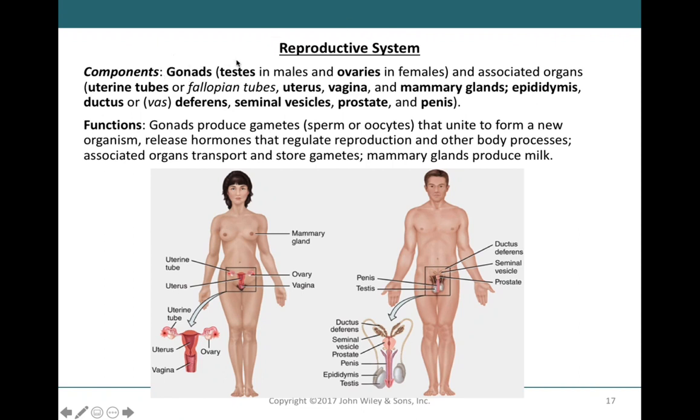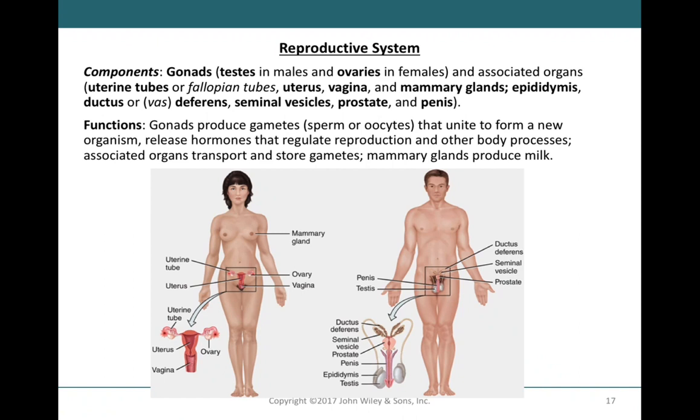So gonads, testes in males, ovaries in females, are going to be the major components here. So there's a lot of components here to the reproductive system. So I'm just going to touch on some of the ones that I find to be a bit more important. And that is going to be the fallopian tubes in the female, as well as the uterus in the female. In the males, we have the vas deferens and we have the seminal vesicles, as well as the prostate. So all of these different organs are going to contribute to the functions of the reproductive system.